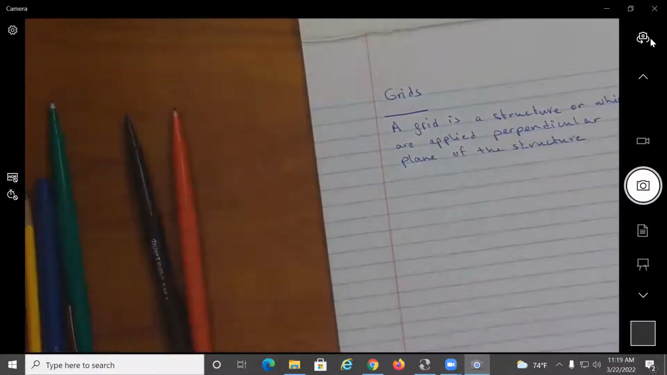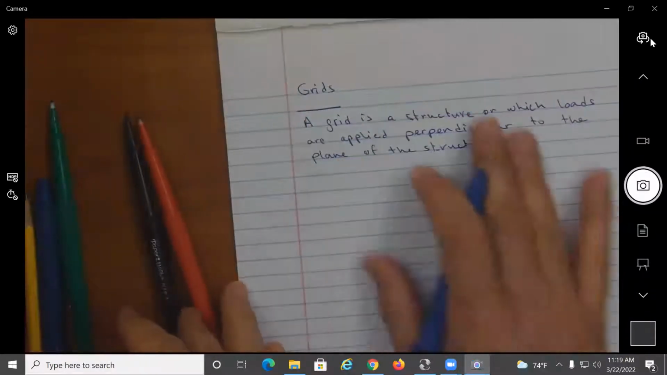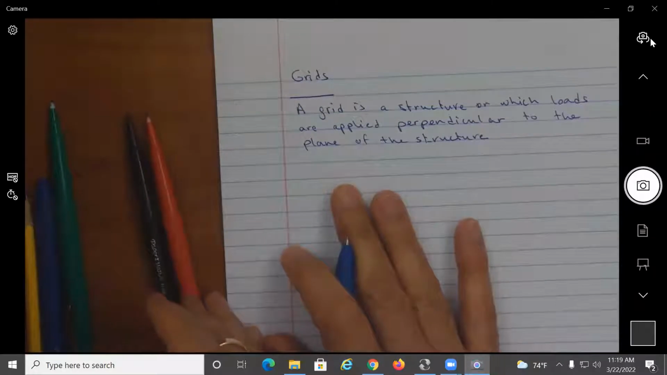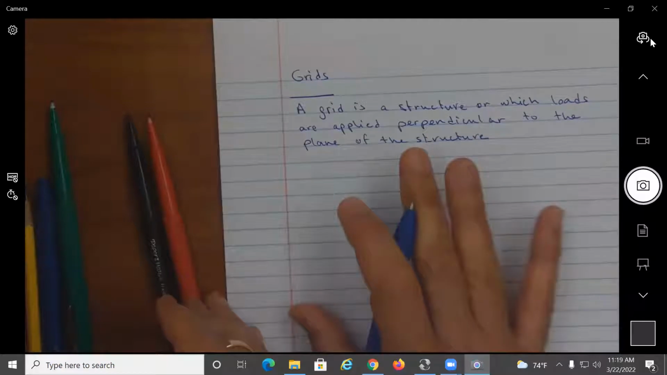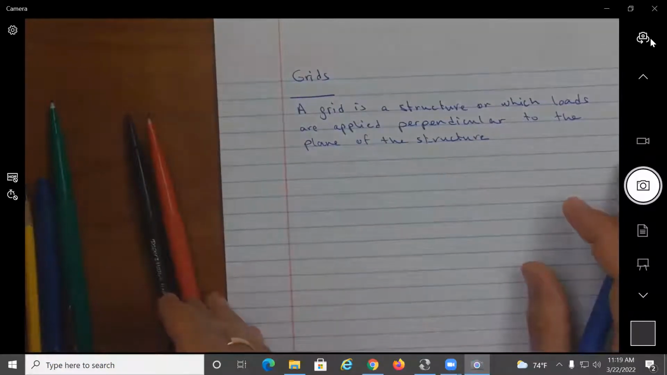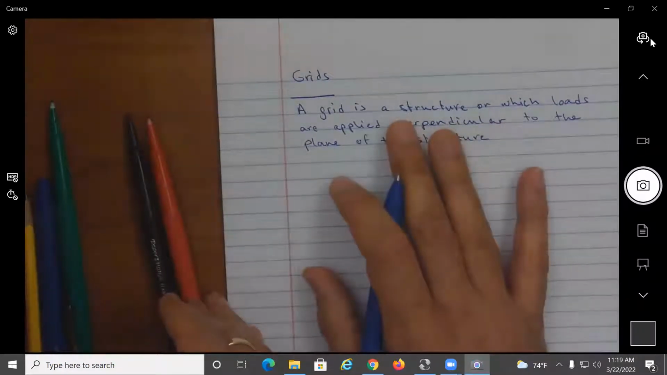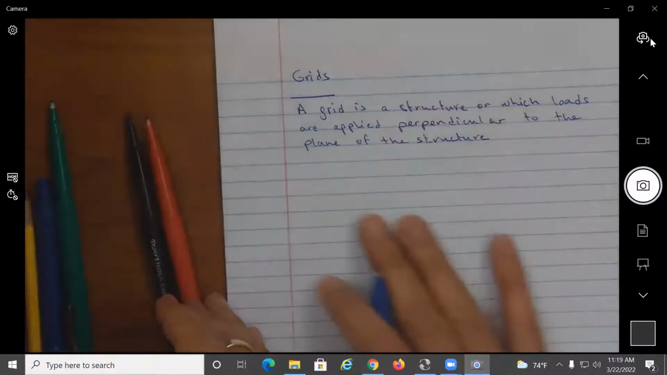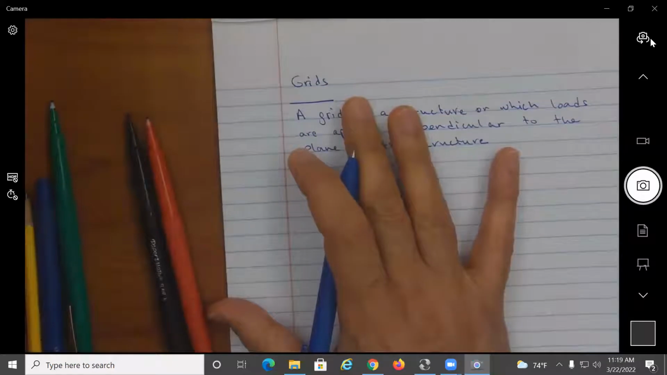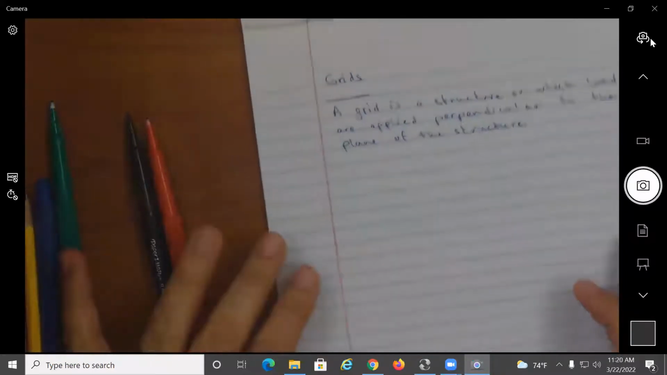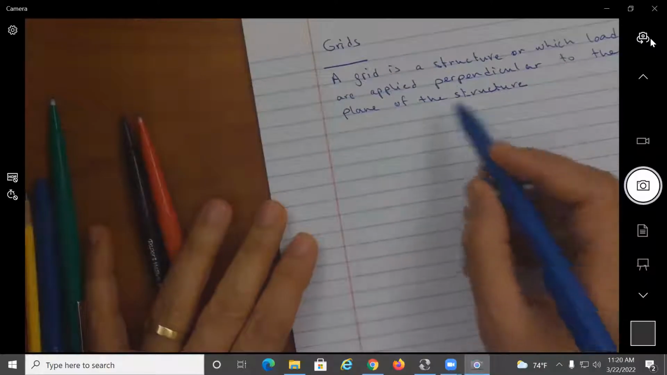So how is this different from a frame? When we worked with frames, let's say if this is the XY plane, the structure of a frame is in the XY plane, and the loads are also in the XY plane. But when we're talking grid, if the grid is in the XY plane, then the load will be applied in the Z direction, right?